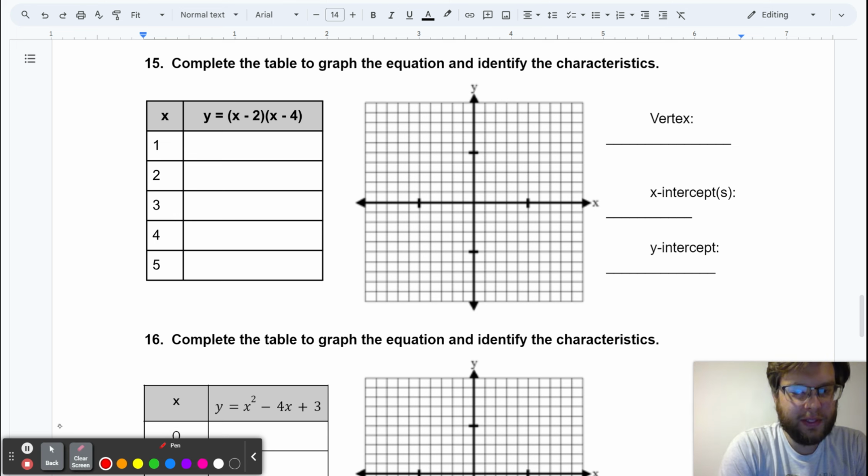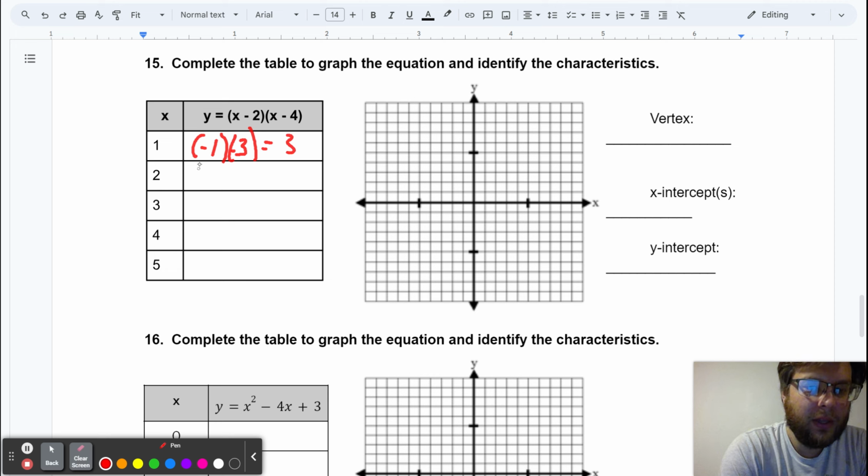Now, we're going to complete the table and draw the graph and identify the important characteristics. So plugging in the number 1 here, 1 minus 2, 1 minus 4, negative 1 and negative 3 multiply to make positive 3. 2 minus 2 is 0. 2 minus 4 is negative 2. 0 times anything is 0. 3 minus 2 is 1. 3 minus 4 is negative 1. Multiply those, you get negative 1.